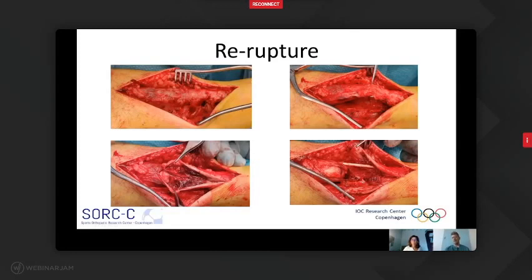So this is a case where it should have been operated on from the beginning, and hopefully we will show that by using the algorithm I showed earlier, we'll be able to find these cases and operate on them. And then we can leave those who do not benefit from surgery to the non-surgical treatment.